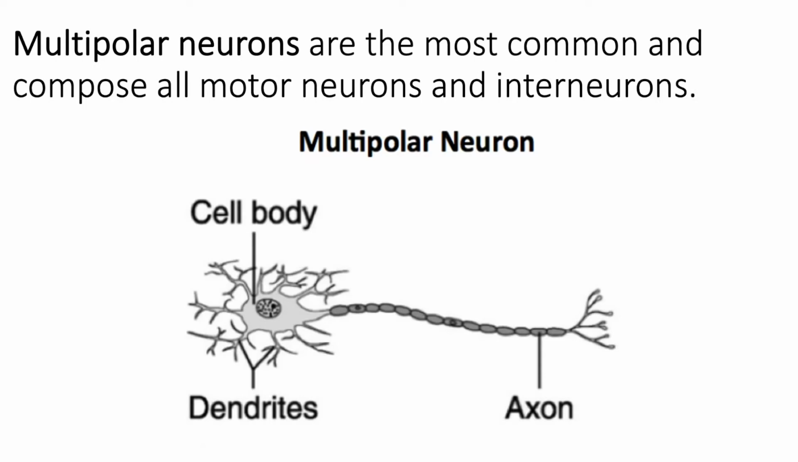The multipolar neuron is the one we looked at on the previous page. It's the most common of all of the neurons. It's the most abundant, as we'll see, because of its function as well. A multipolar neuron has many processes, so many dendrites that attach directly to the cell body, and then a single myelinated axon extends away from the cell body. When we look at the functional classification, we will see that multipolar neurons compose all motor neurons and all interneurons. So that's a lot of the neurons in your body.